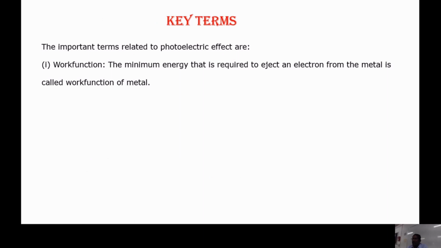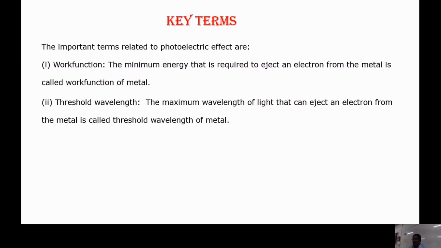Before we start, let us revise the important and essential technical terms. First and foremost, the work function. The minimum energy that is required to eject an electron from the surface of a metal is known as the work function of a metal. It is a characteristic of a given metal. The threshold wavelength is the wavelength that can eject an electron from the metal, and this is also a characteristic feature.